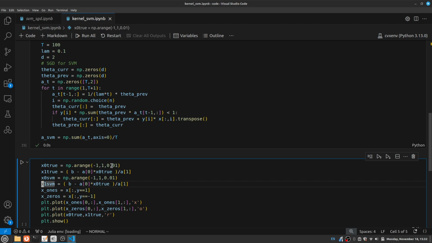I'm sorry? Yes. We take the sum over the a_t's, yes. So the a_t is basically going to be the classifier. That's going to be the hyperplane classifier. There is no p.